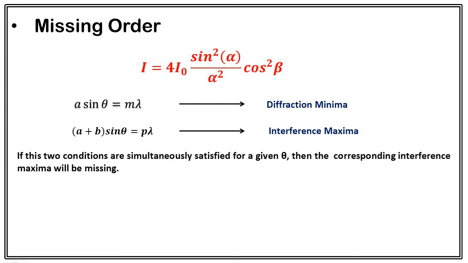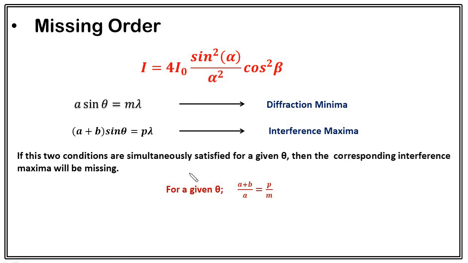Why? Because the diffraction intensity is multiplied with the interference intensity. So if the diffraction intensity is 0, then you can multiply any quantity with 0, it will be 0. Therefore, we will have a minima instead of maxima. Now note it carefully, we are talking about the interference maxima. So if these two conditions are satisfied simultaneously for a given value of theta, then the corresponding interference maxima will be missing, and that we call missing order.